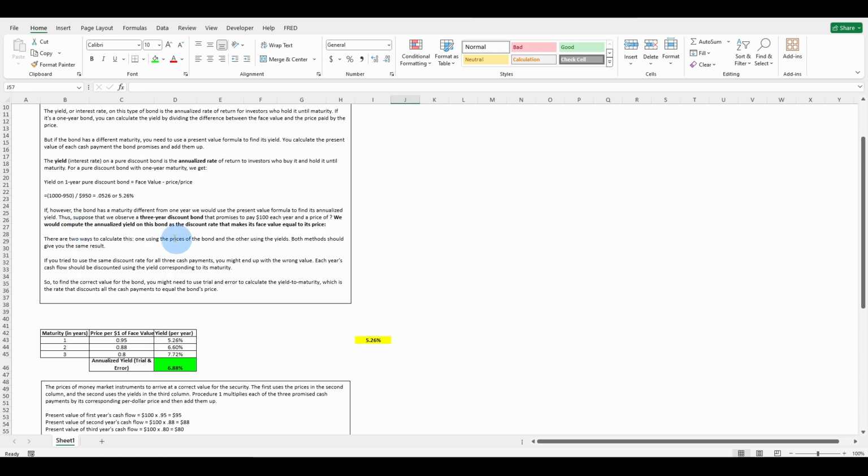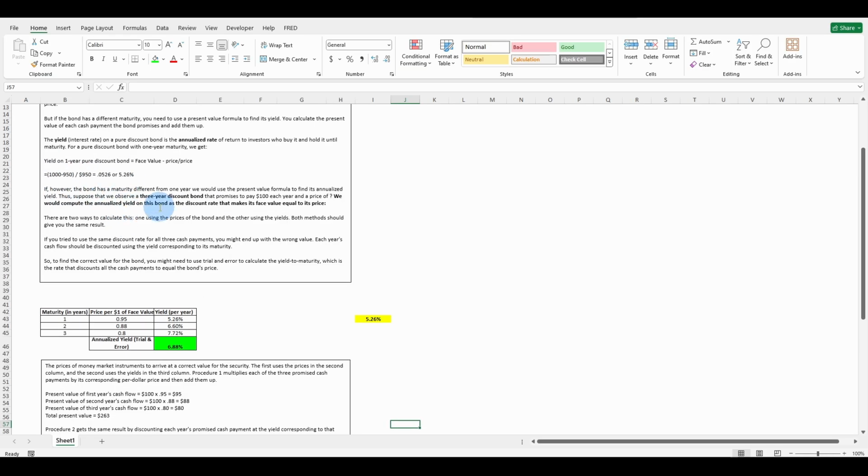If, however, the bond has a different maturity, and this is what's critical here, anything longer than a year, we would use the present value formula to find its annualized yield. Can't use this formula. Thus, suppose that we observe a 3-year discount bond, and this is where it gets really hairy. So the question is, where do these yields come from? They're going to be posted. This 3-year discount bond promises to pay $1,000, at a price of something. We would compute the annualized yield on this bond as the discount rate that makes its face value equal to price. I'm going to pause here for a second, and I'm going to show you what I'm talking about.